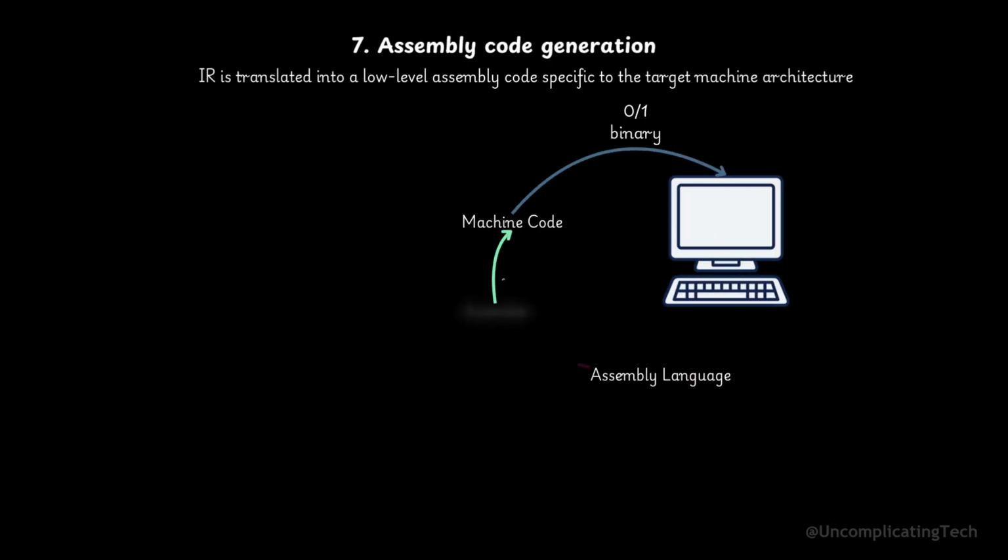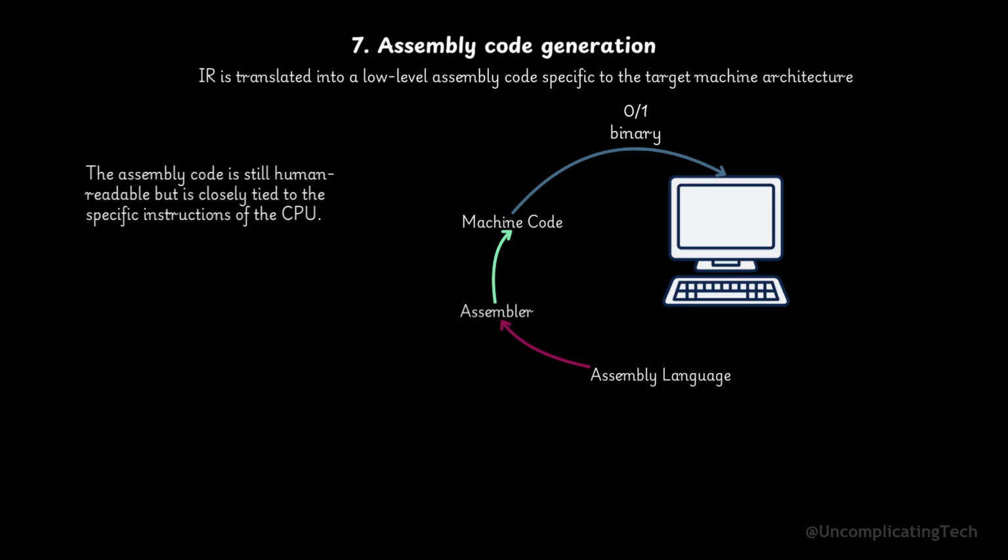After intermediate code generation and optimization, the next step in the compilation process is assembly code generation. In this step, the IR is translated into low-level assembly code specific to the target machine architecture. The assembly code is still human-readable, but is closely tied to the specific instructions of the CPU.